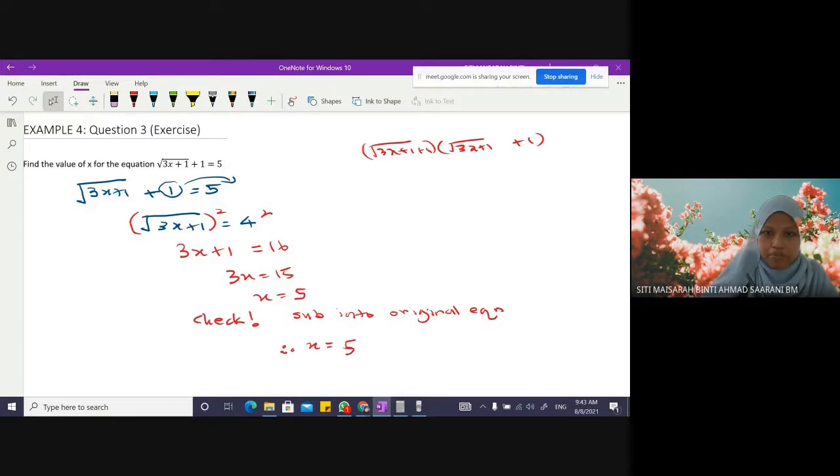Bila kiri dengan kanan dia sama, maksudnya jawapan tu betul lah, x tu betul. X equals to 5 tu boleh jadi answer dia.